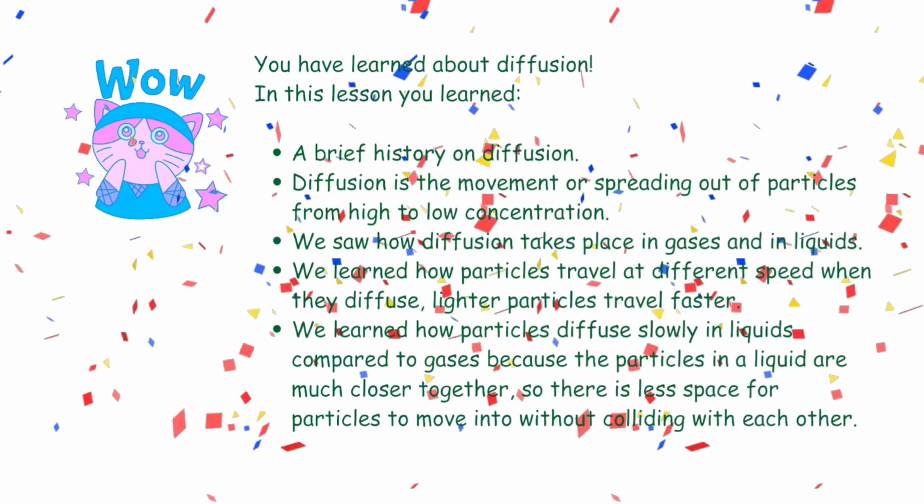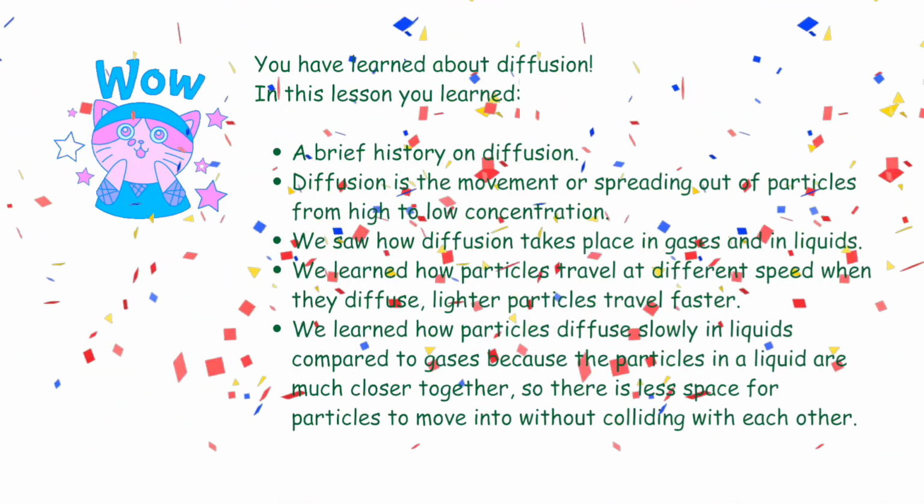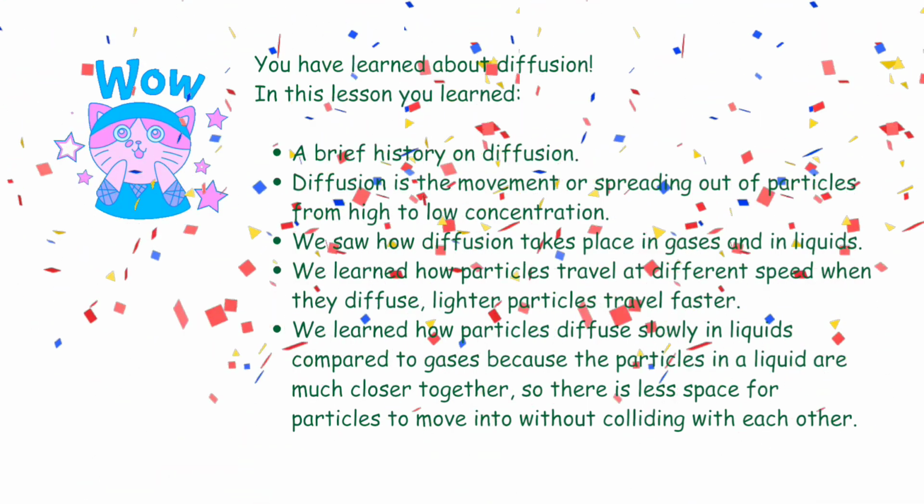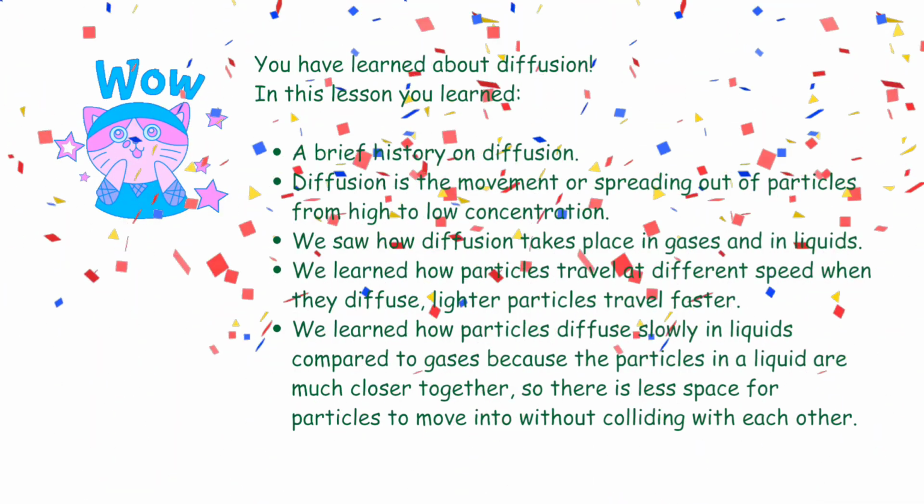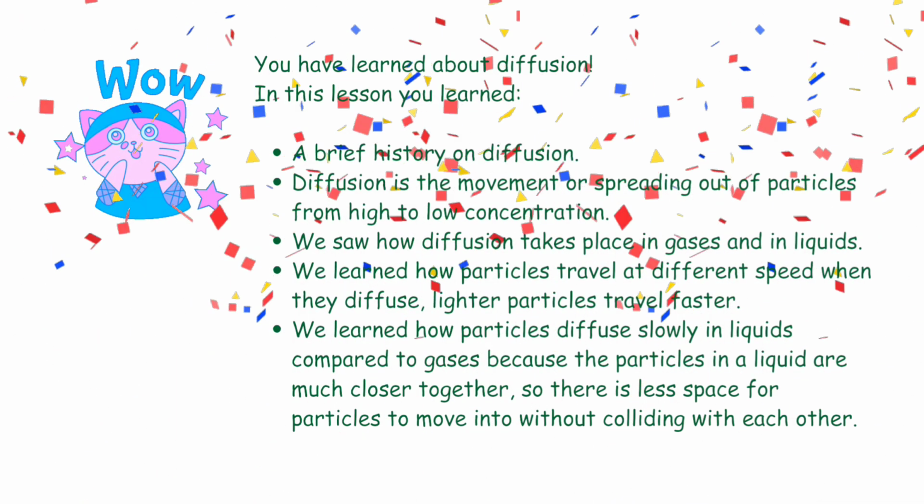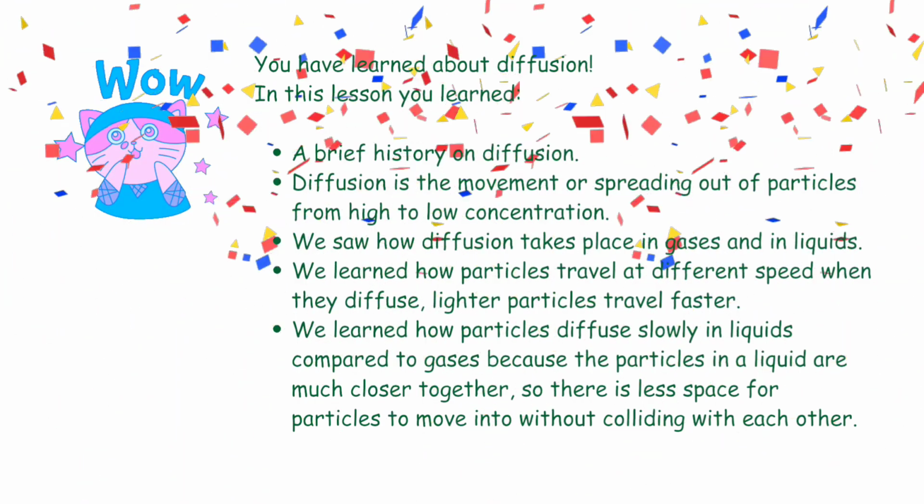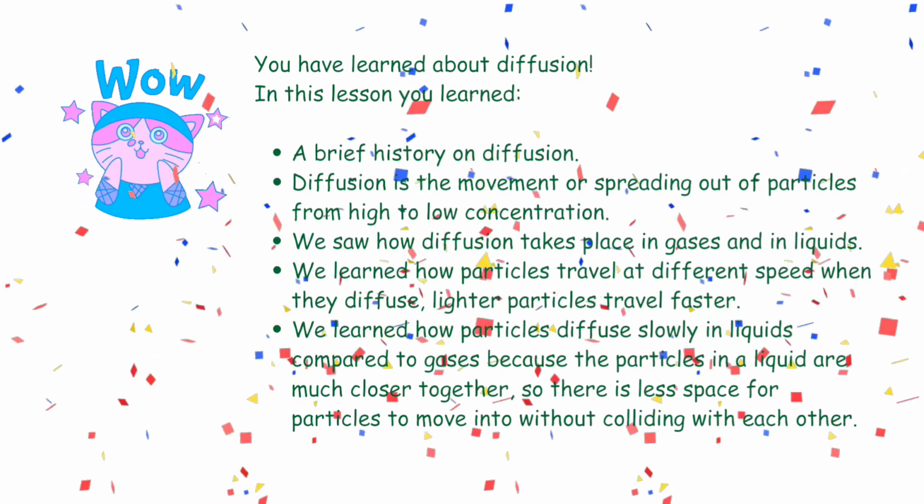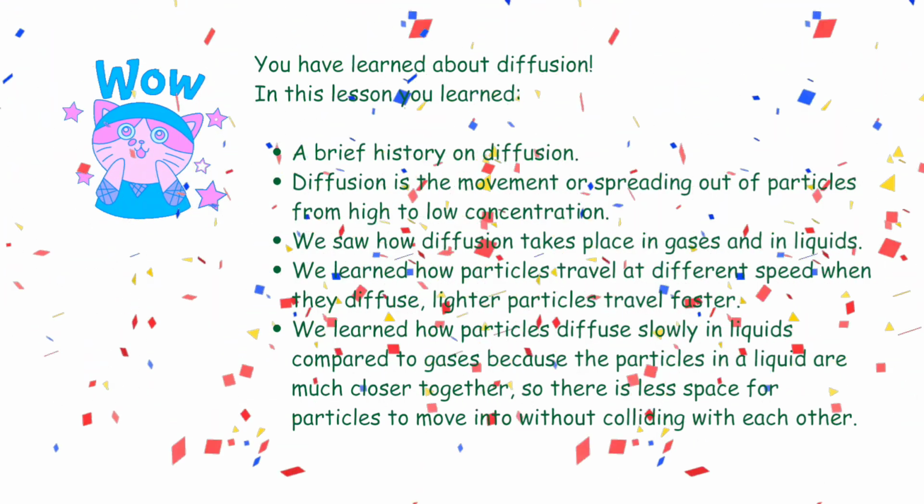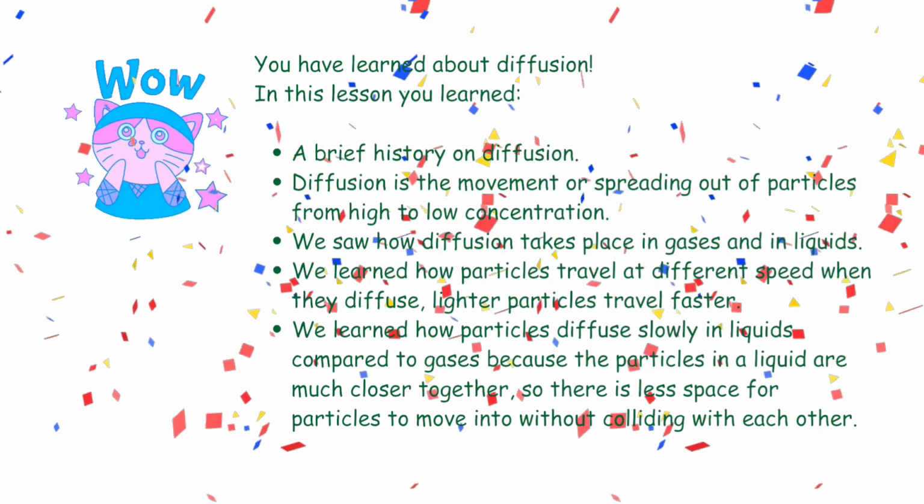You have learned about diffusion. In this lesson you learned a brief history of diffusion. Diffusion is the movement or spreading out of particles from high to low concentration. We saw how diffusion takes place in gases and in liquids. We learned how particles travel at different speeds. When they diffuse, lighter particles travel faster.